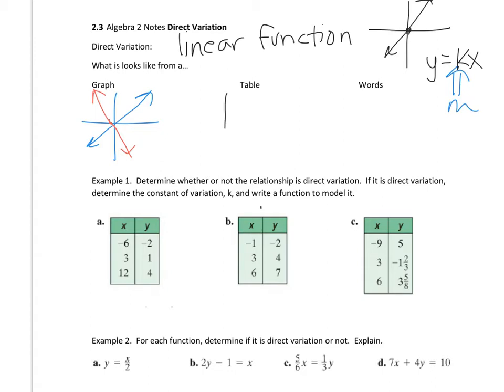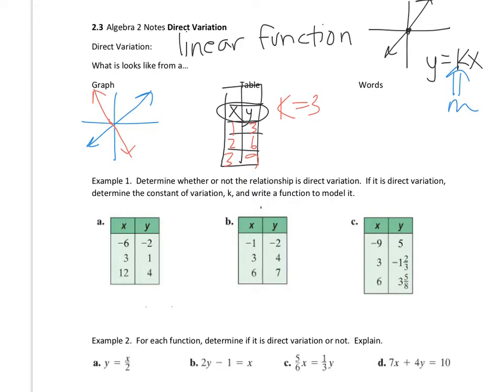On a table, you can tell if something's direct variation if these values are your x's and these are your y's. In order to get the y, you have to multiply the x by some k, the constant. So if x is 1, y is 3, x is 2, y is 6, x is 3, y is 9. In this case, k would be 3. In order to go from x to y, you're multiplying by 3.